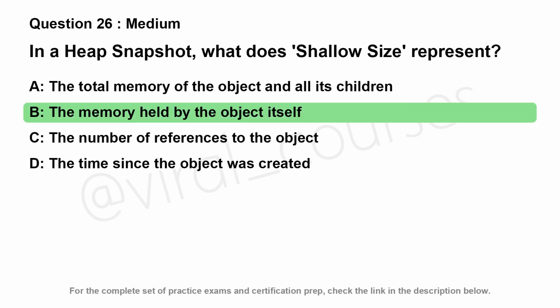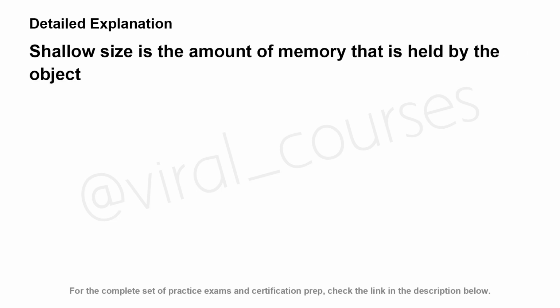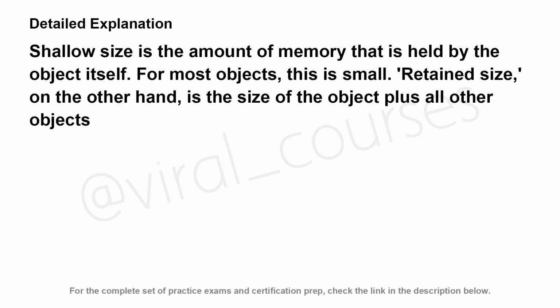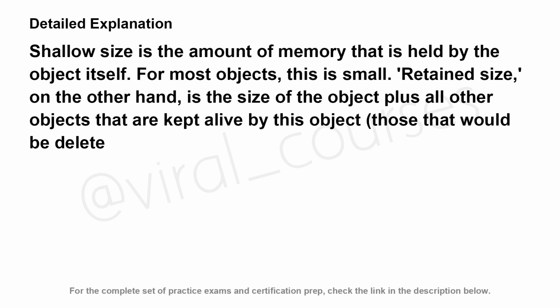The correct answer is B. Shallow size is the amount of memory that is held by the object itself. For most objects, this is small. Retained size, on the other hand, is the size of the object plus all other objects that are kept alive by this object. Those that would be deleted if this object were deleted.